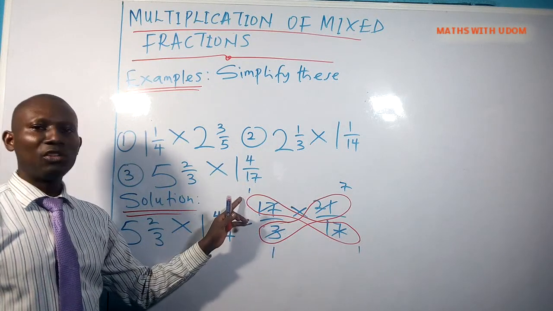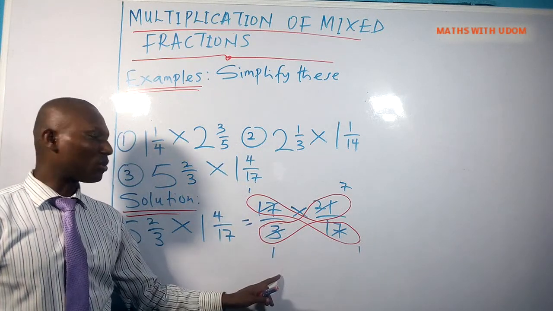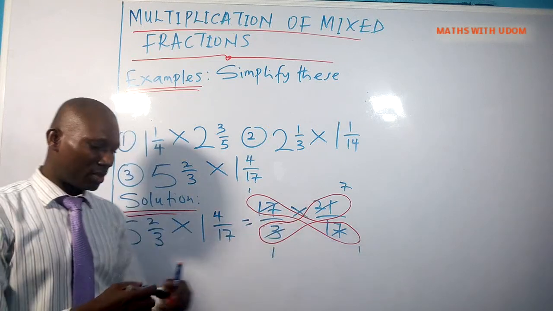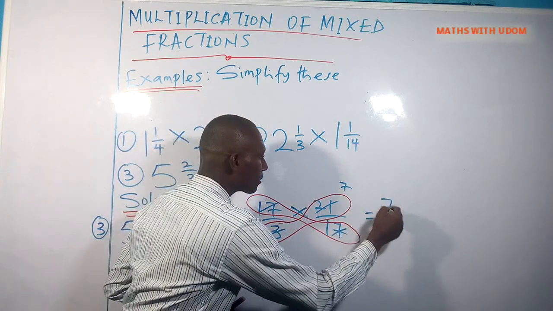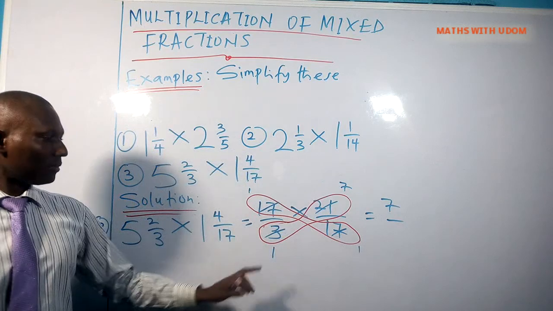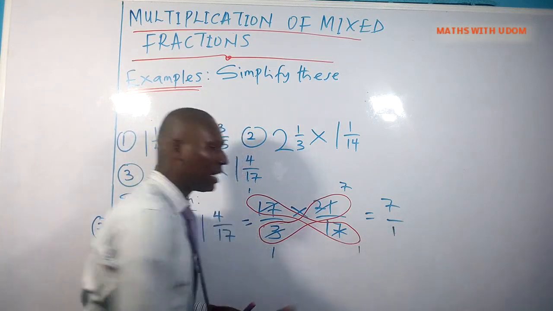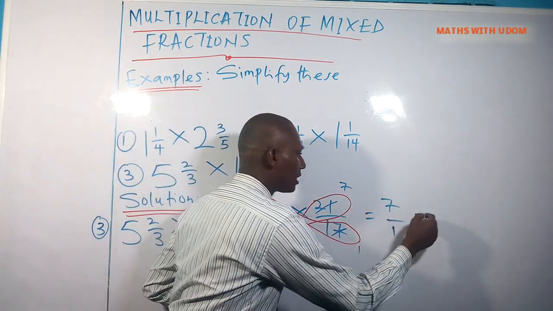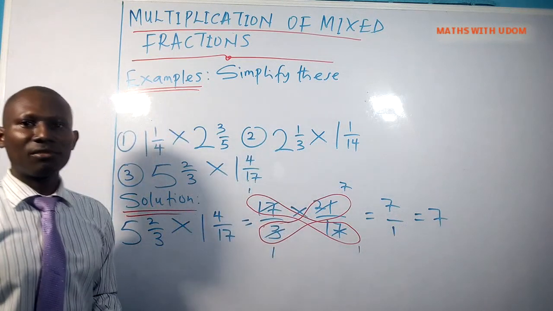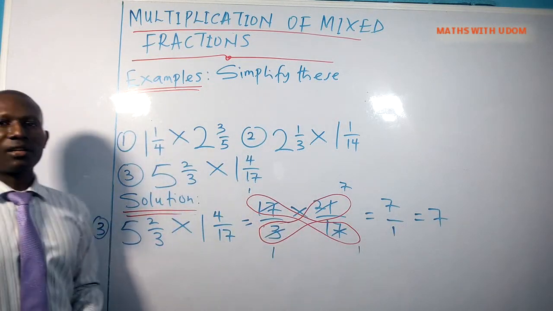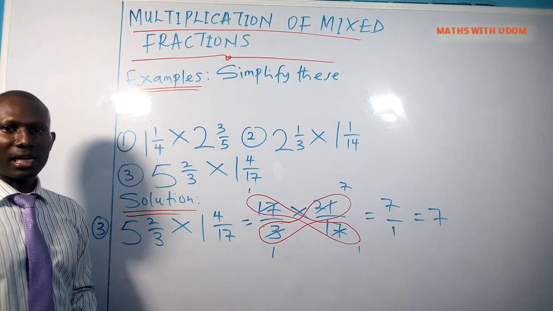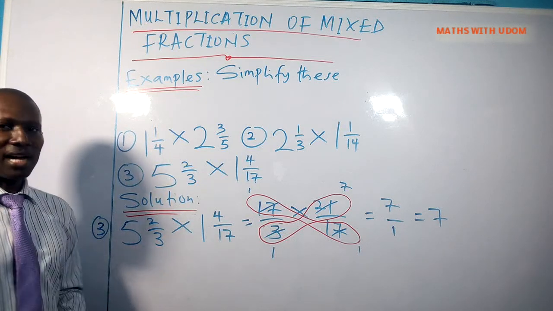So what we do next is to multiply the remnants. Multiply the remaining numerator and denominator. So what do we have? 1 times 7 will give us 7 divided by 1 times 1 will give us 1. And 7 divided by 1 is the same thing as what? As 7. And that is our answer for that question. Is that clear?